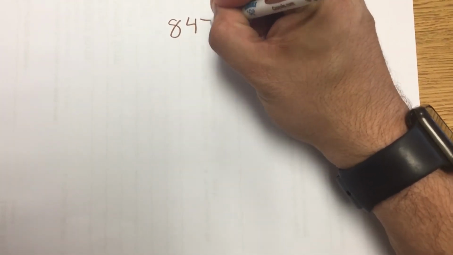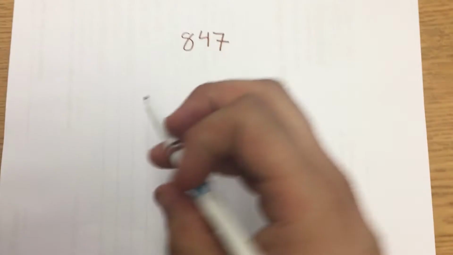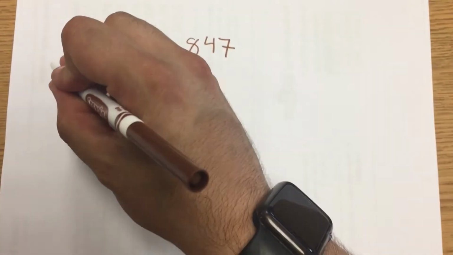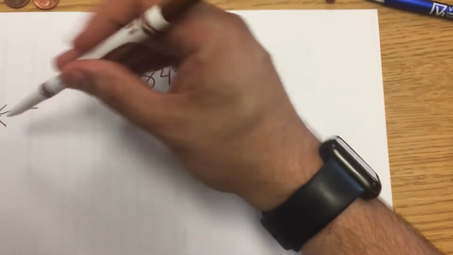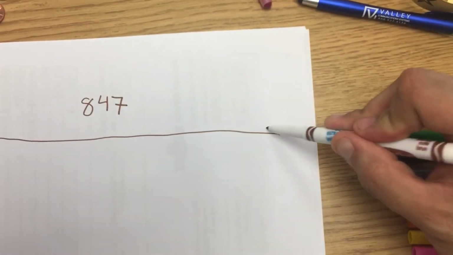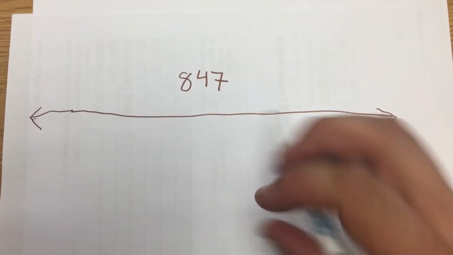So let's say we were rounding the number 847, and we're trying to round it to the biggest possible place. In that case, that's the hundredths place. Really what we're doing is we're learning where 847 fits on a number line.